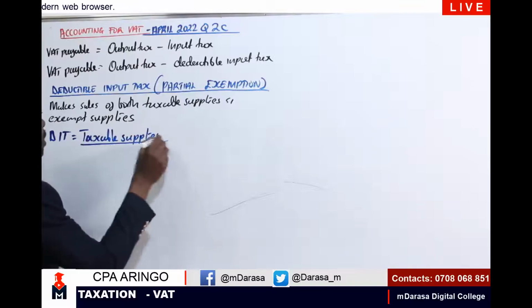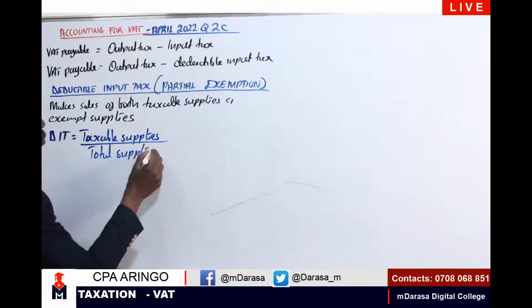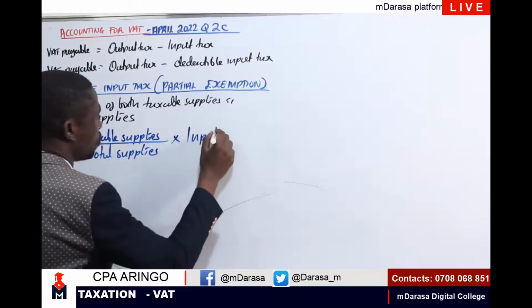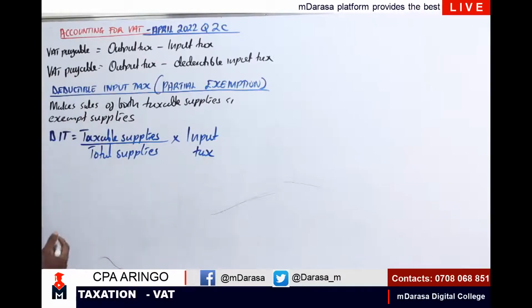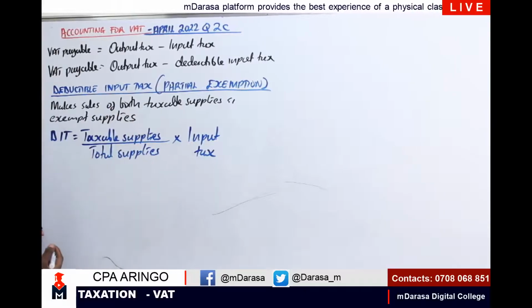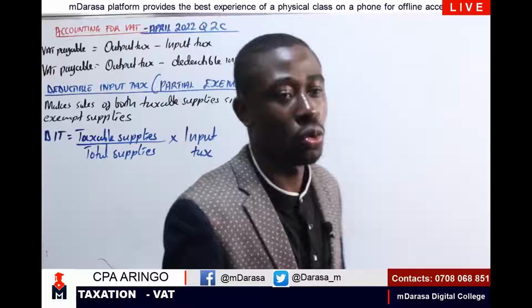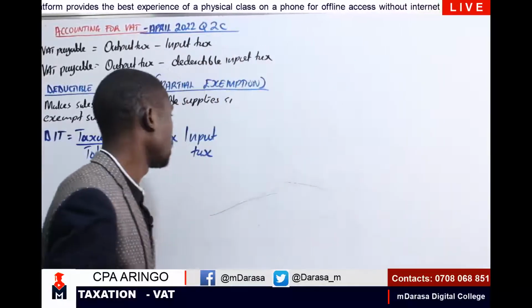We divide by our total supplies. We multiply by our input tax. This will give us what we are referring to as deductible input tax. In other words, when you are dealing with the concept of deductible input, you should always be talking of output tax minus deductible input tax. That is one concept that should always be at the back of our mind, okay?